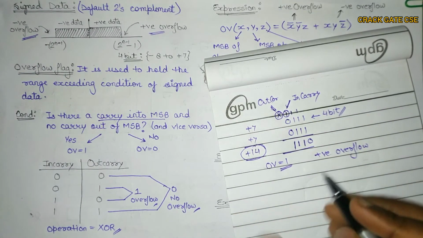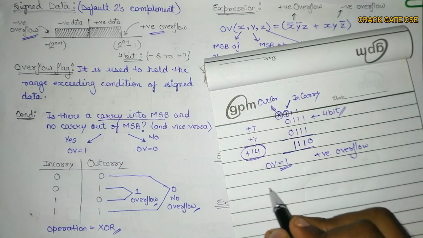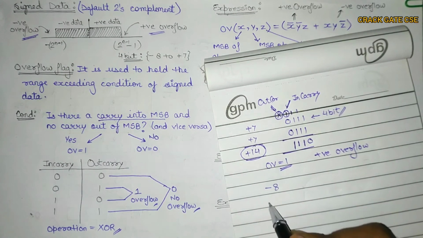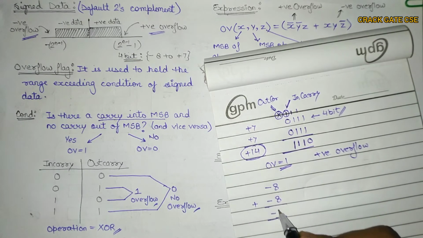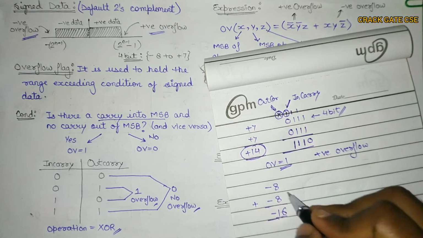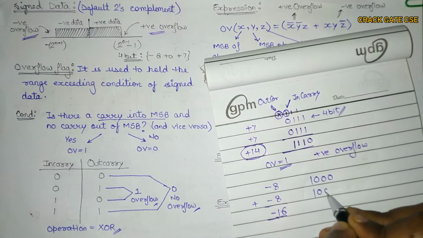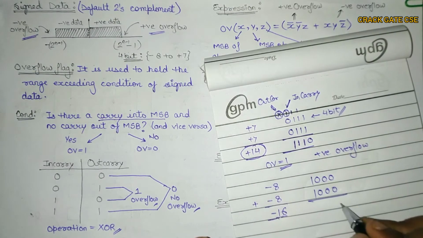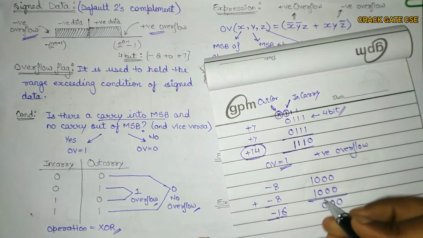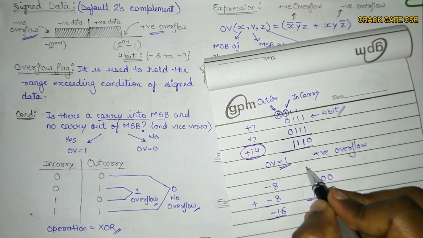Now let me discuss the negative overflow as well. So let's say I am having two values, minus 8 and minus 8, and I have to add these two values. So what will it be? It will be minus 16. And if I convert it in the binary, it will be 1 0 0 0. Similarly, it will be 1 0 0 0. And if you add it, it will be 0 0 0 0.